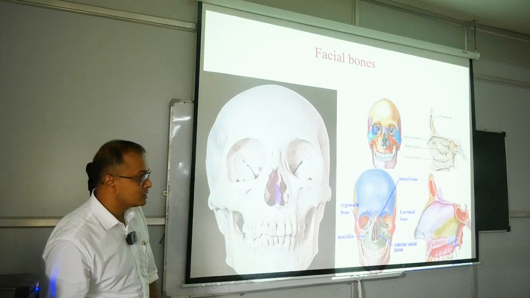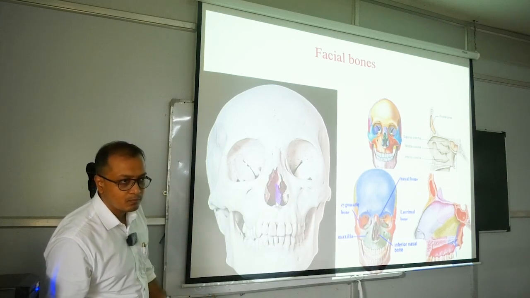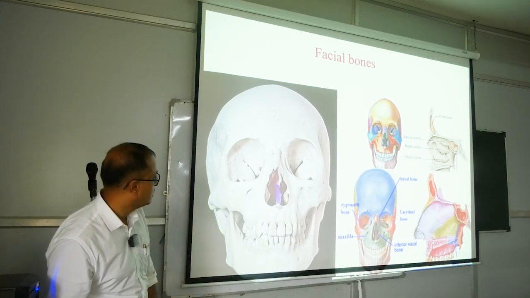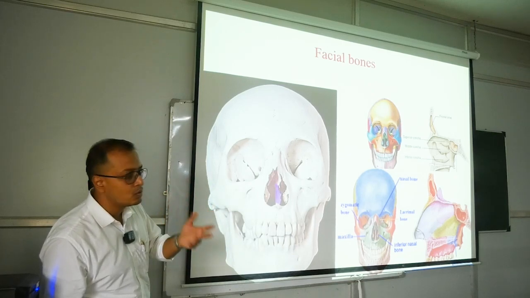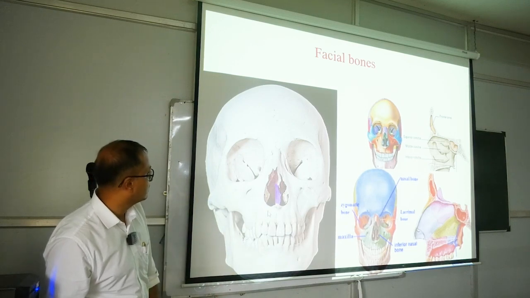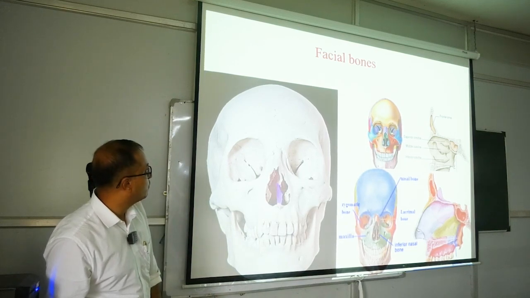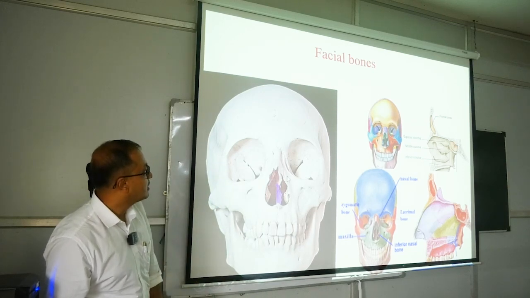Then in the midline, we have this partition between the nasal aperture. We call it a septum, the nasal septum. The nasal septum has two segments. One is the cartilaginous part, one is the bony part. The bony part you are seeing here; the cartilaginous part is not present here. So these are the different types of bone framing the facial skeleton. That's what you should be encountering here.